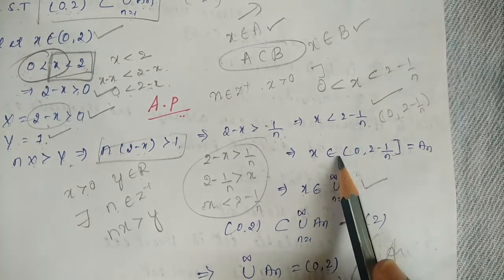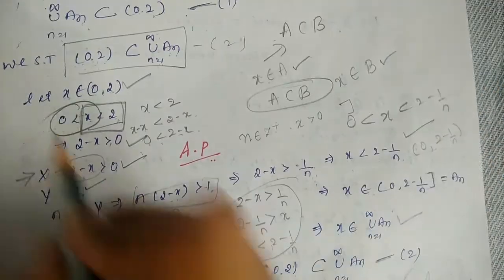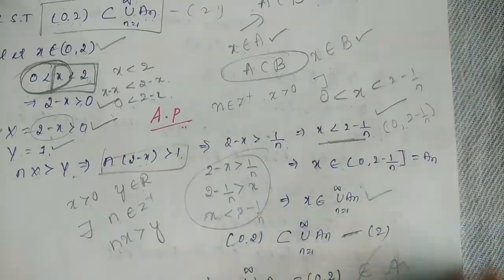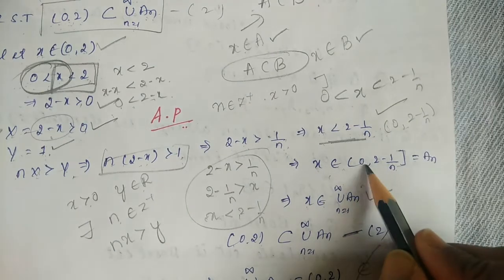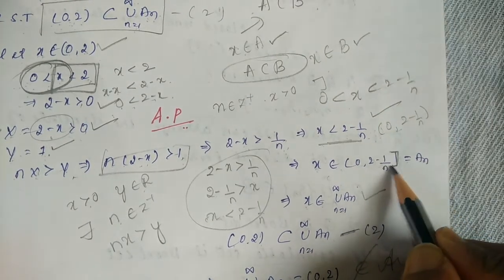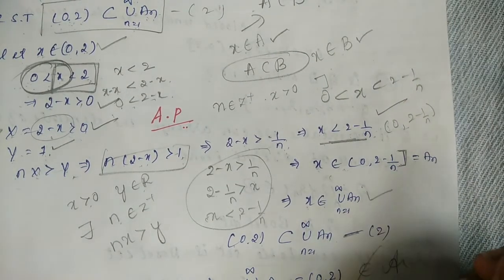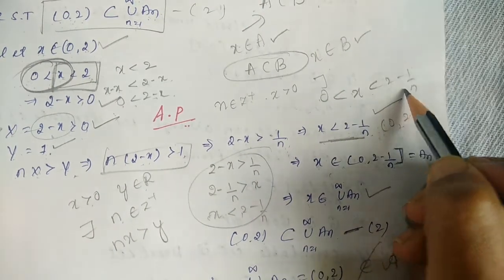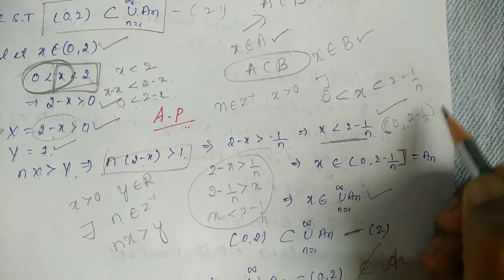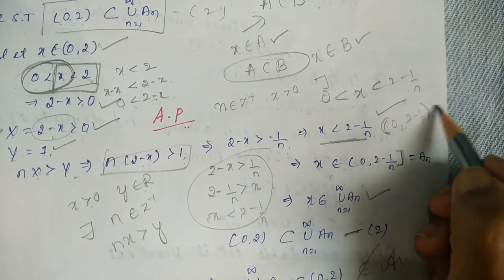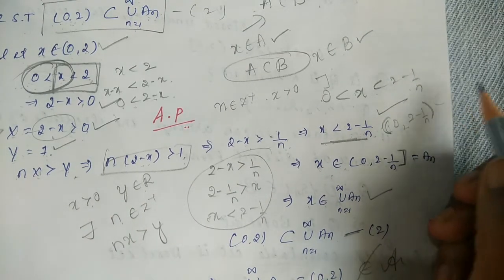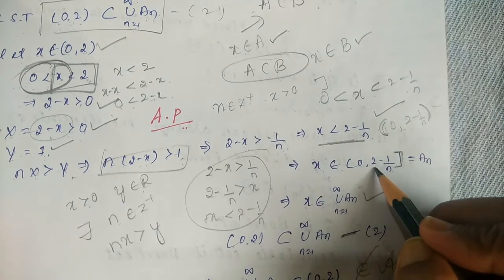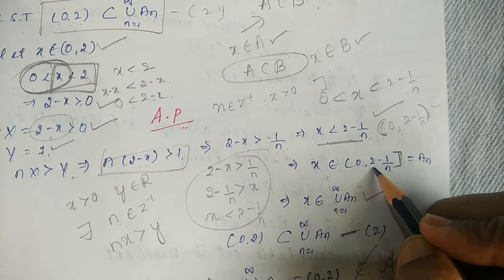Note that x is greater than 0 and less than 2 minus 1 by n. It means x belongs to the interval (0, 2 minus 1 by n). In fact, the closed interval. Why? Because x greater than 0 and less than 2 minus 1 by n means it belongs to the open interval (0, 2 minus 1 by n), but it is a subset of [0, 2 minus 1 by n]. So clearly, x belongs to the subset means x also belongs to the superset.